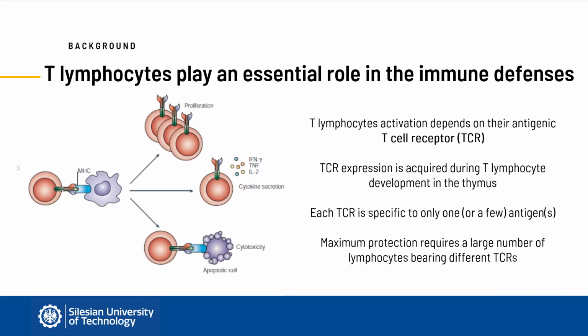T cell activation depends on its antigenic T-cell receptors, which are placed on the surface of a cell. Every cell contains thousands of receptors of one type, specific to only one or a few antigens. Thus, maximum protection requires a large number of lymphocytes and a large number of different T-cell receptors.